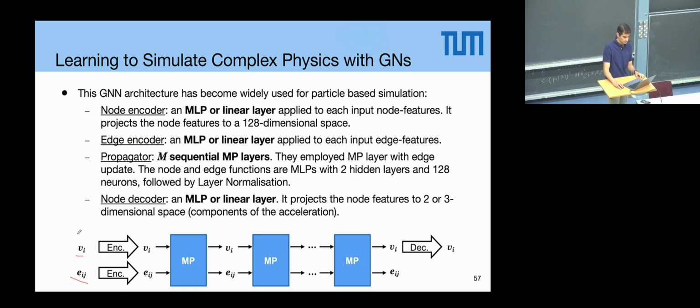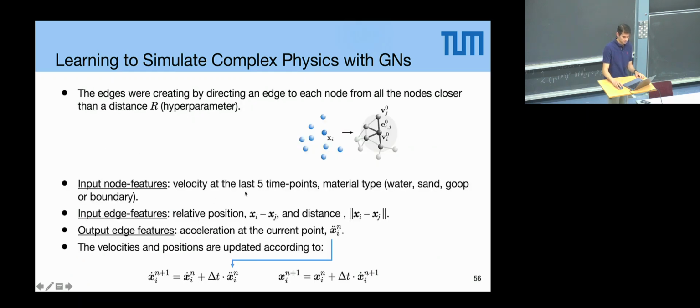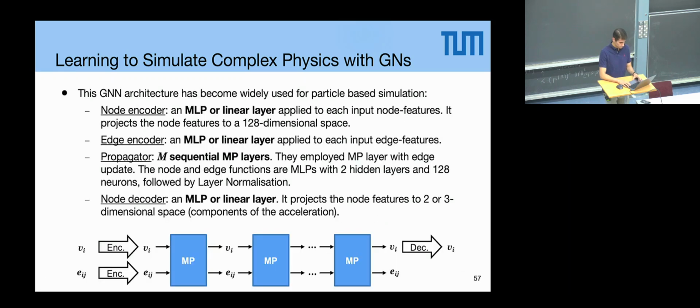So in this case, if we consider these inputs, we have the velocity at the previous 5 time points and the material type. So let's say we have 19 inputs, and we increase the dimensionality to have 128 features for each node. Similar for the edge features, we had 4 features if we are in 3D, and we use a linear layer or MLP to go to 128 features. And this latent dimension of 128 is kept fixed in all the intermediate representations. So that's what they call the encoder.